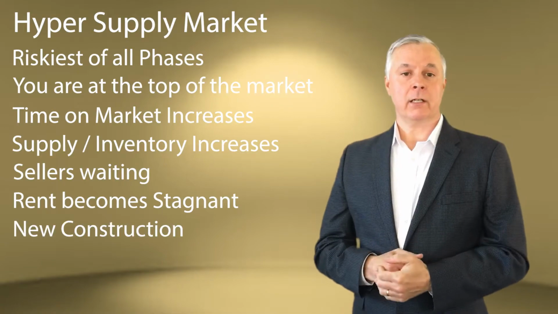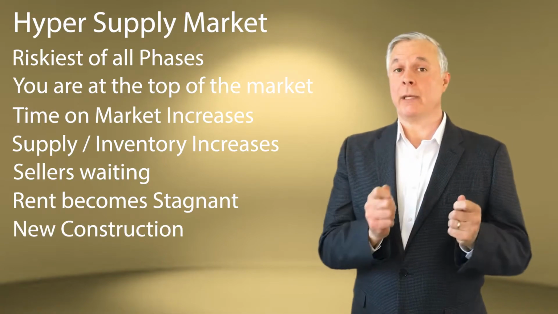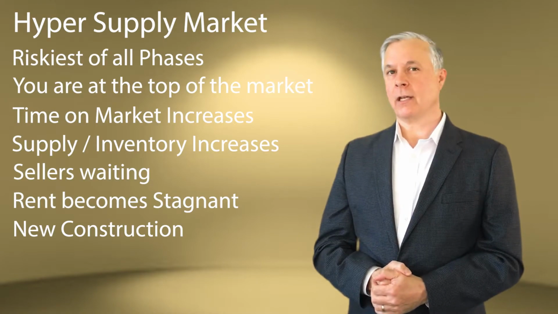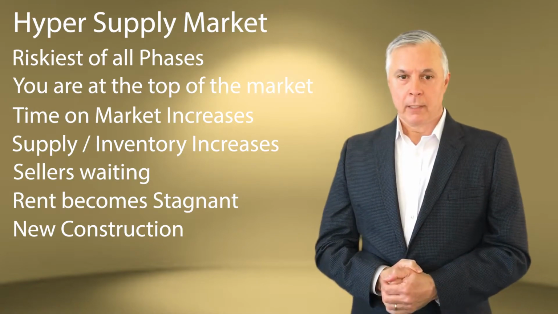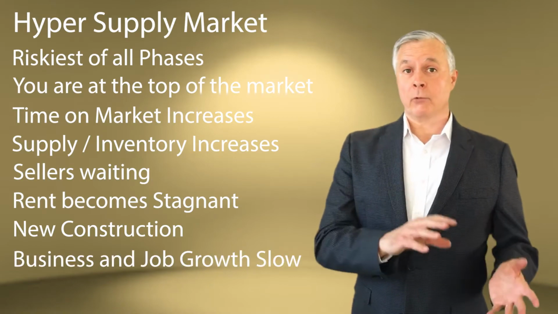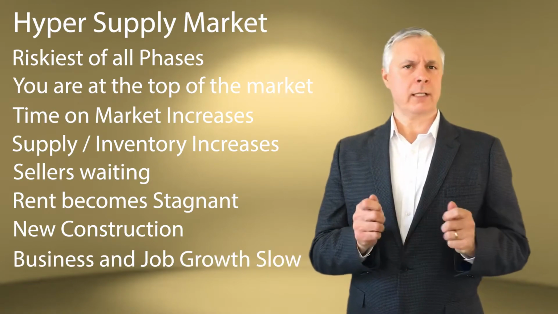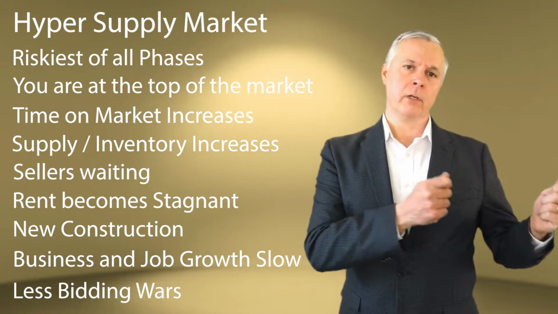You will see new construction in the pipeline. It's going to be excessive. You're going to see these spikes when you look at the market. That's a sign that it's becoming overbuilt. Now, business in general and job growth is beginning to slow. That's an indicator. And you're also not seeing bidding wars like you saw in the previous cycle.